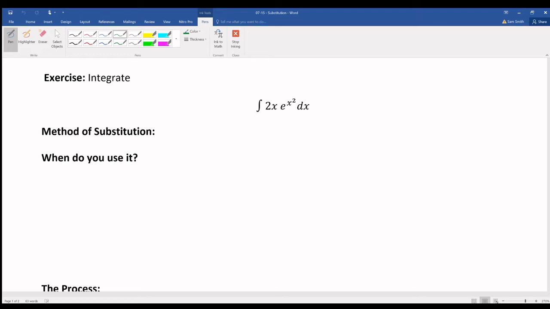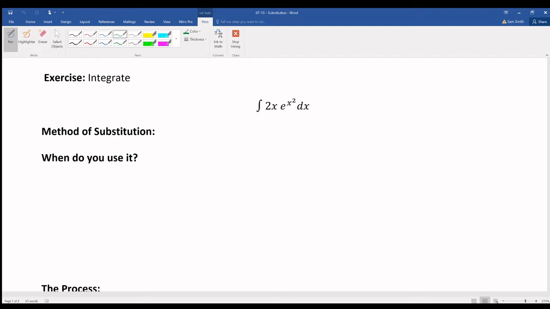Now, what we're going to do today is introduce a technique called substitution that will dramatically increase the number of integrands that we're able to actually integrate and find the antiderivative. And later on in the course, we will be introducing a much larger set of techniques to help us integrate an even greater library of functions.